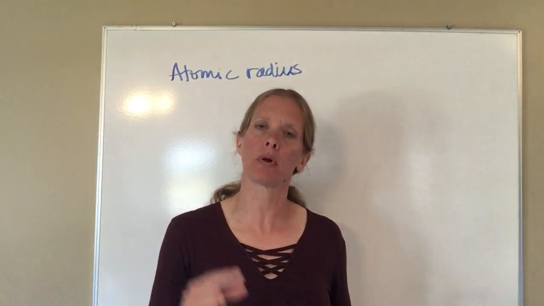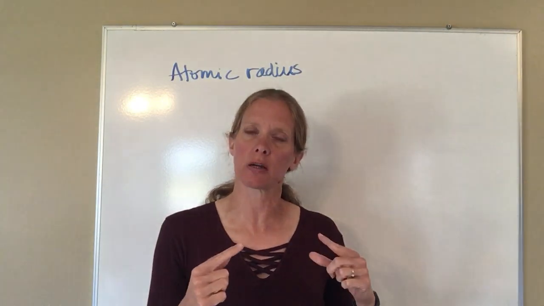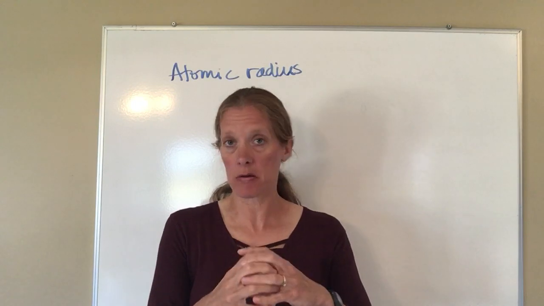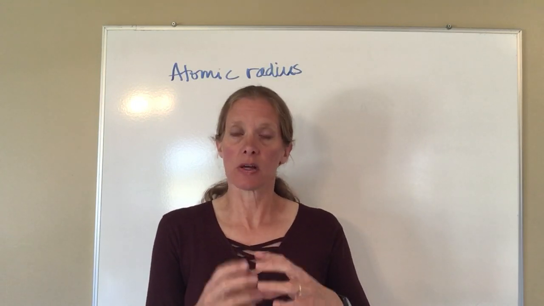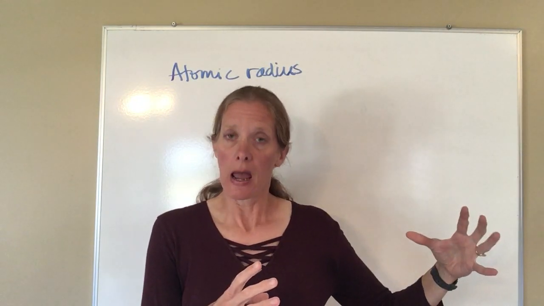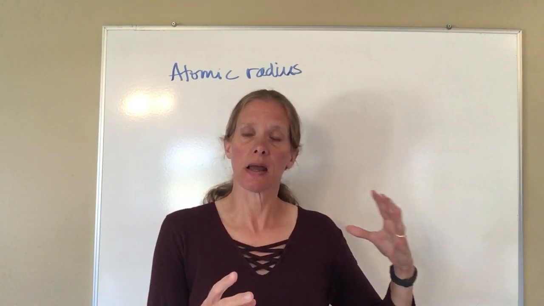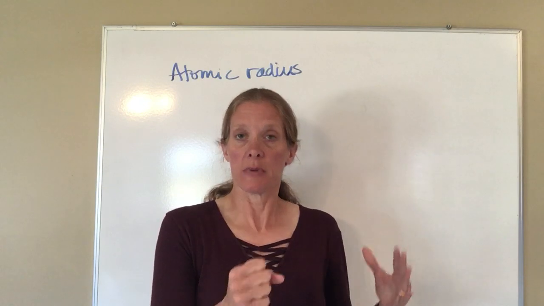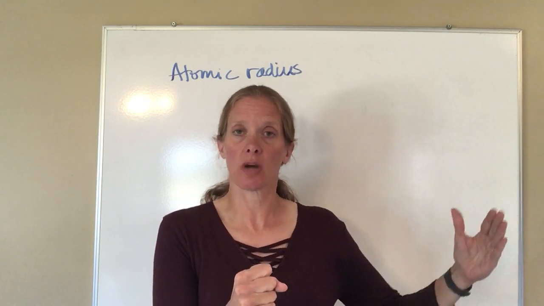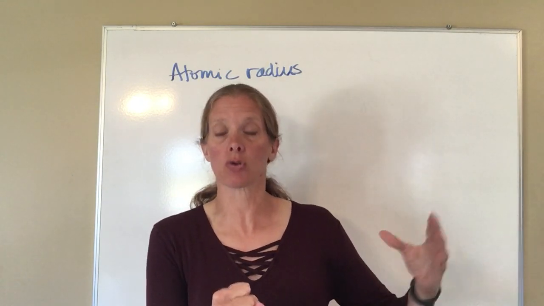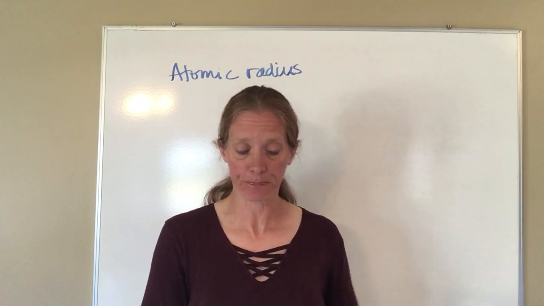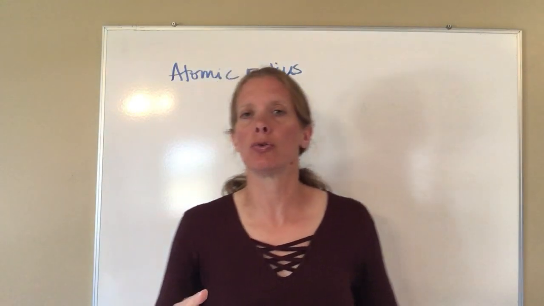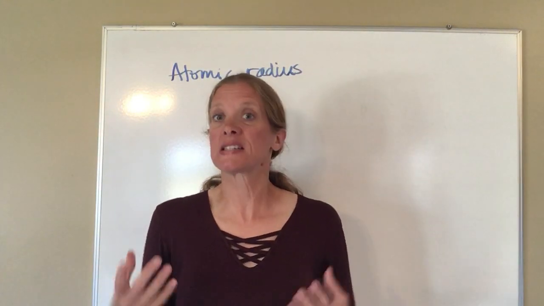Now, when I say they're going to pull on the electrons, I want you to think back for a second about the structure of an atom. The protons are in the nucleus, and they're in the middle, and the electrons are on the outside. And so protons and electrons are oppositely charged. So the nucleus of the atom, being oppositely charged of the electrons, is going to pull on those electrons and draw them towards itself.